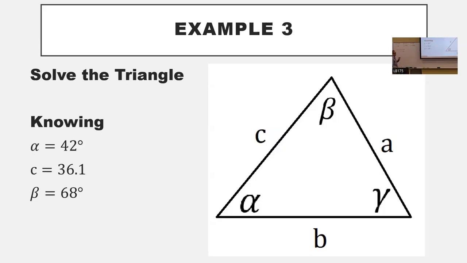I want you to try this one on your own. We have alpha is 42 degrees, beta is 68 degrees, and C is 36.1. Must have liked the number 36.1, I guess.